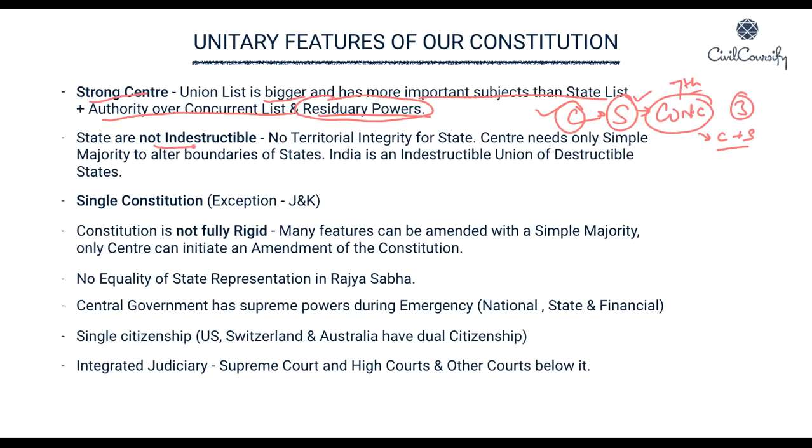So the states are not indestructible, which means that the states do not have territorial integrity. The center needs only simple majority to alter the boundary of states. India is also known as an indestructible union of destructible states. So the center has powers to alter the boundaries or to merge states or to divide states by passing a constitutional amendment law with a simple majority, and the states do not have the integrity to stop that particular amendment or to secede from the Union of India.